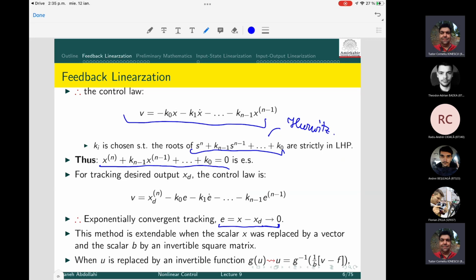They say here this method is extendable when the scalar x is replaced by a vector and the scalar b by an invertible square matrix. Of course, you can do this in more variables as well. So you replace u by an invertible function of this form, an invertible function of this form, and you do get your linear system in closed loop.